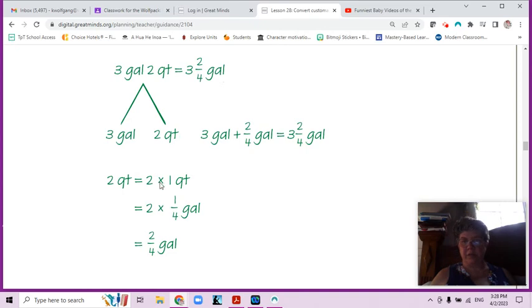So we expand it out, 2 times 1 quart. Then we have to think to ourselves, well, 1 quart is equal to how much of a gallon? There's 4 quarts in a gallon, so 1 quart is 1/4 of a gallon, and these two are the same amount, right? So 2 times 1/4 is 2/4, and that means that it's 3 2/4 of a gallon.